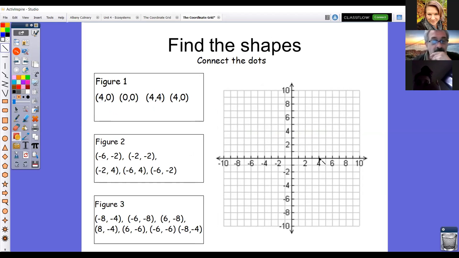I've got a 4, 0, and I'm gonna change colors here. 4, 0, 0, 0. Then I'm going to go up to 4, 4. Oops, that's a little bit off there. And then I'm going to go back down to 4, 0. Okay. If you see these where the first coordinate and the last coordinate are the same, you know it's going to be a closed figure.